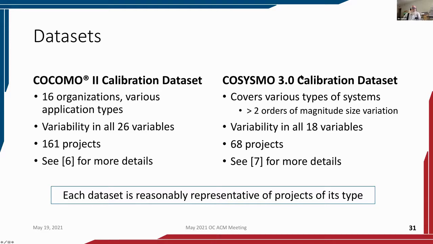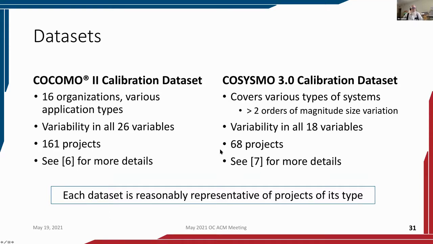The other is the COSYSMO 3.0 calibration data set. This is the data set I used in my thesis. This covers various types of systems, and with over a factor of 100 size difference in the data. We have variability in all 18 variables and 68 projects. And this is a reference to a paper on COSYSMO 3.0.